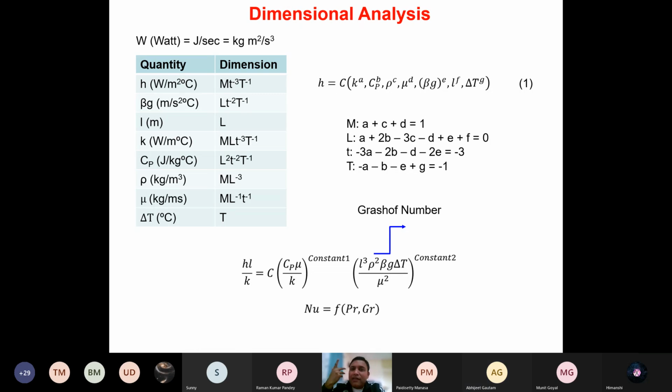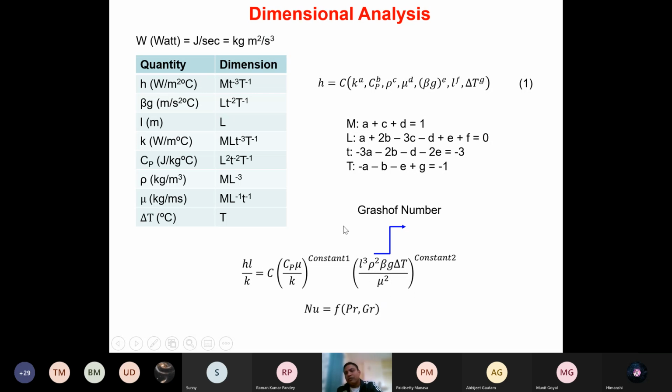Okay. So again, you can do the same dimensional analysis. Here, how many variables are there? 1, 2, 3, 4, 5, 6, 7 variables are there. And how many fundamental quantities are there? 4 fundamental quantities. So 4 fundamental quantities and 7 variables means you are expected to have 3 dimensionless groups. hL by k is the Nusselt number, Cp mu by k is the Prandtl number, and this entire bracket, L cubed rho squared beta g delta T by mu squared, is nothing but the Grashof number.